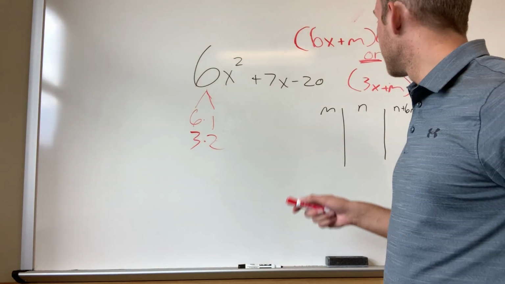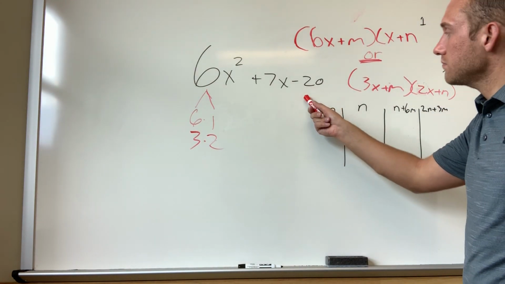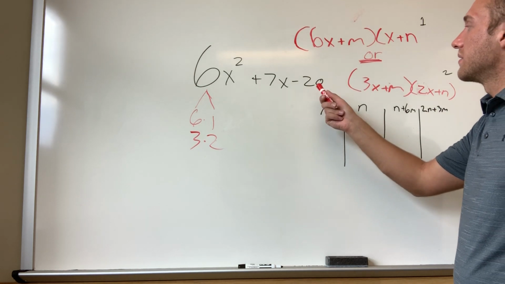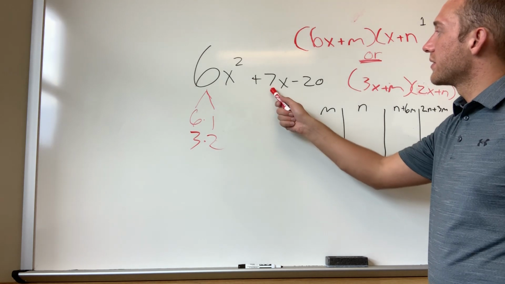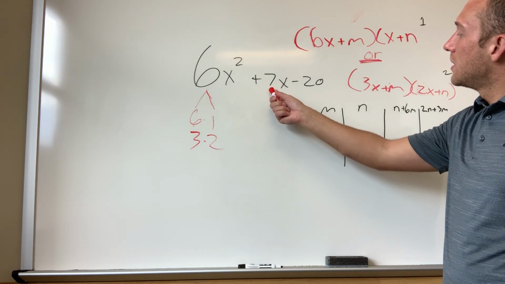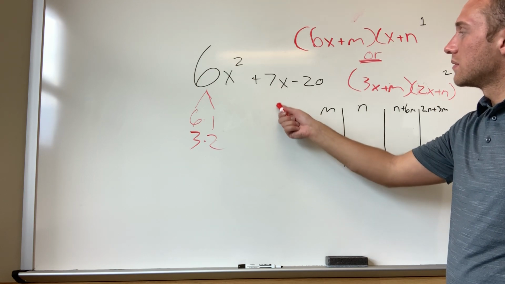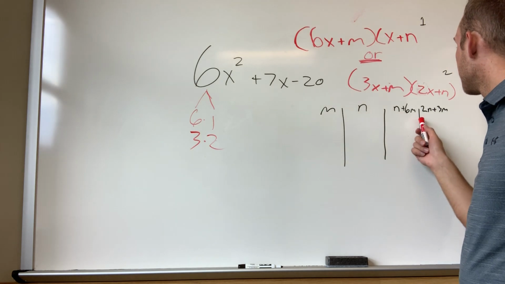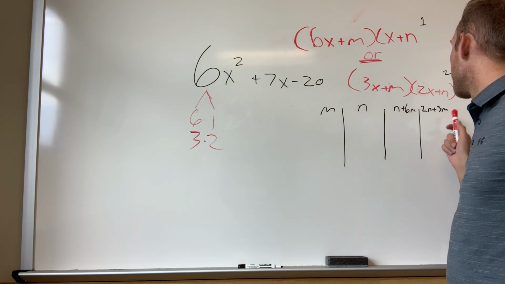So we still just need to find products of -20 through m and n. But through this one, we need to find whatever two numbers added together give either 6 or 2 times 3.